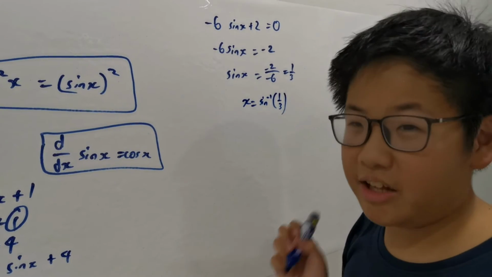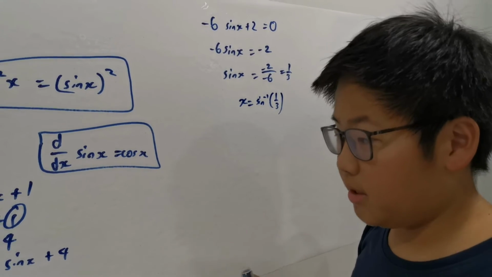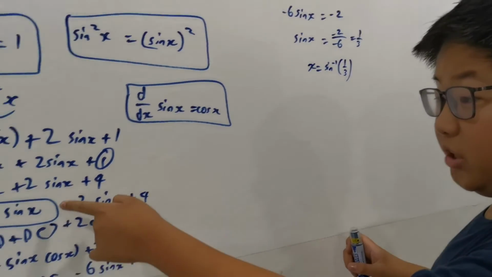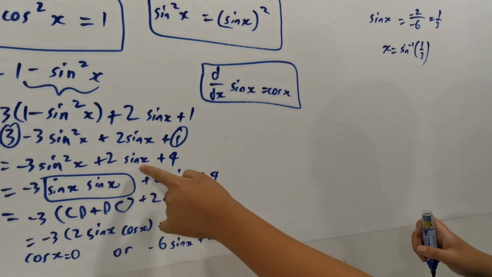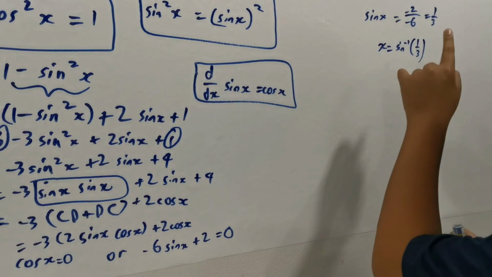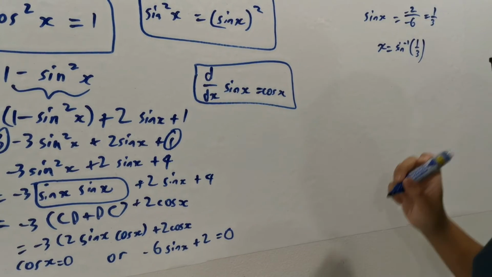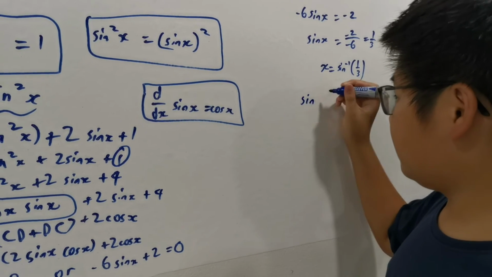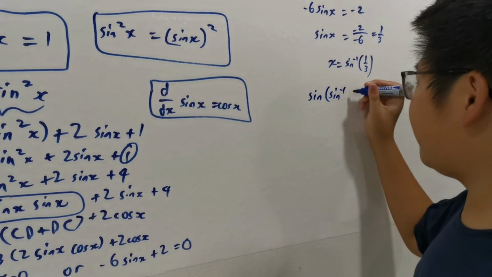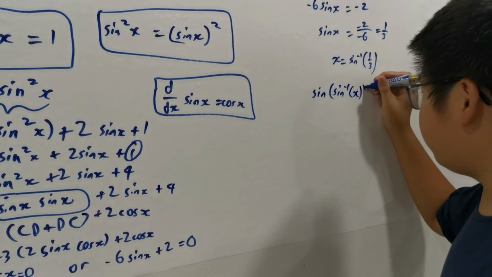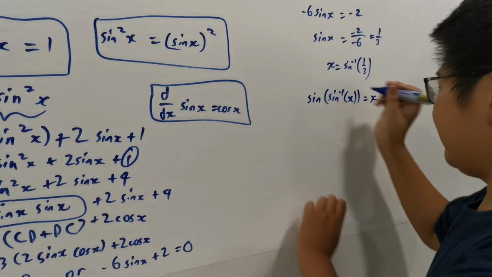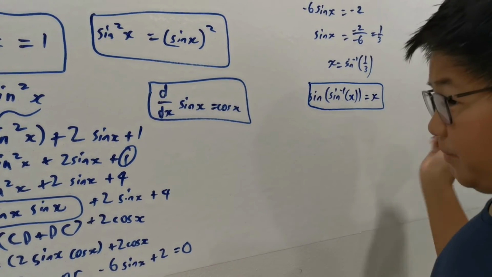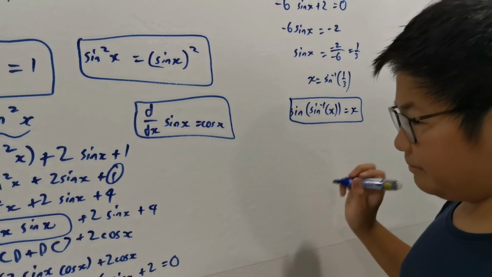At this point, you had the guts to reach out your calculator, but no. You see why we did the simplification here? It is because we can make sine inverse 1/3. Now let's introduce you a new trigonometry identity. Sine of the sine inverse of any number at all equals that number. You might think that's magic, but that's maths.